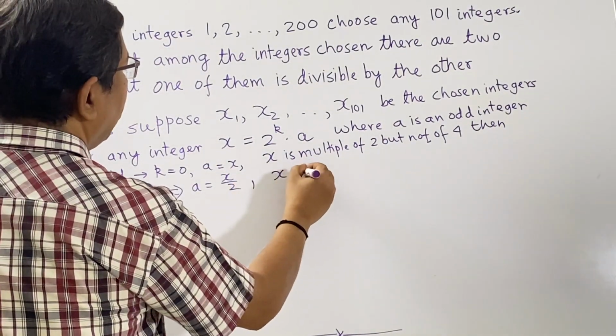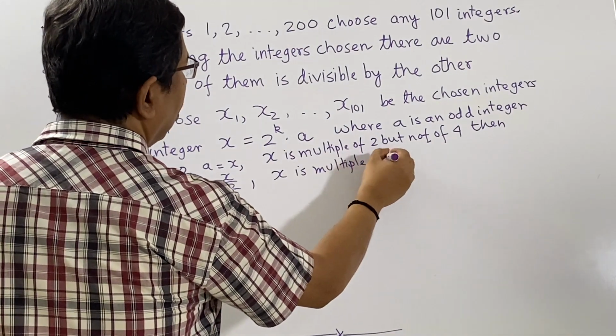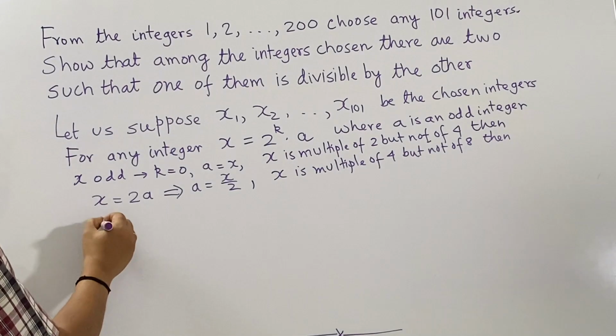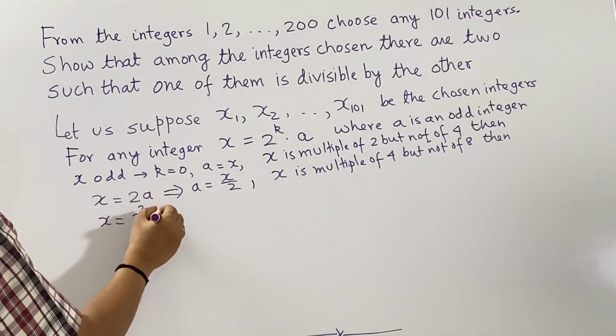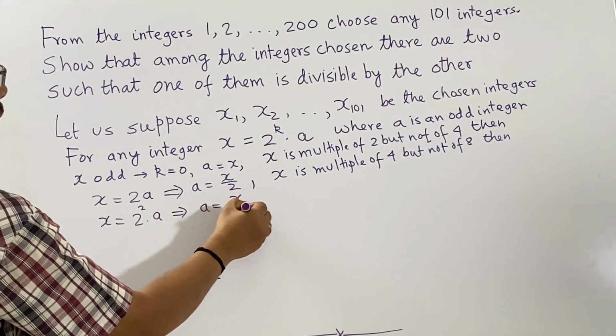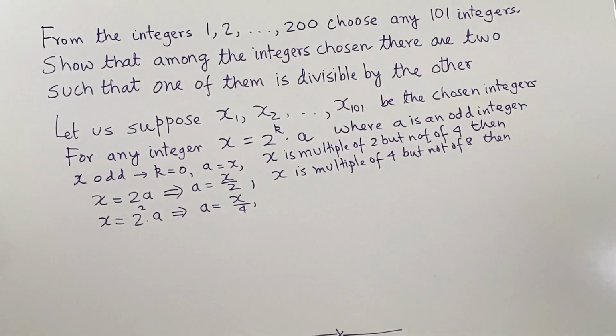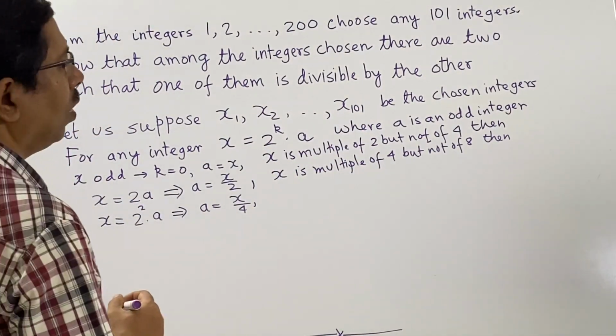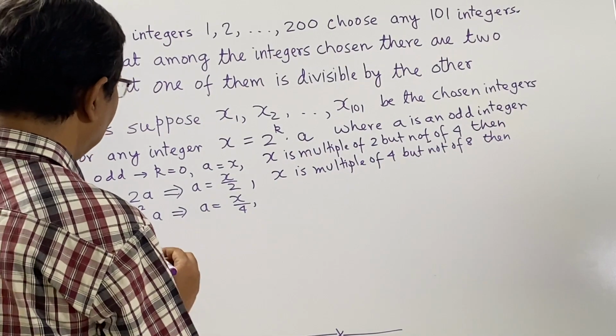If x is a multiple of 4 but not of 8, then we can write x equal to 2 squared times a, or in other words a would be equal to x by 4, and so on. So we can always write any positive integer x as 2 to the power k times a, where a is an odd integer. Now let us apply this to the given integers x1, x2, ..., x101.